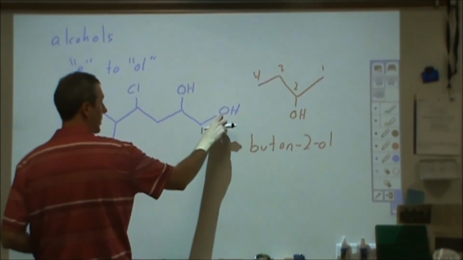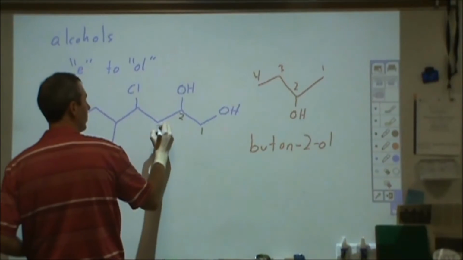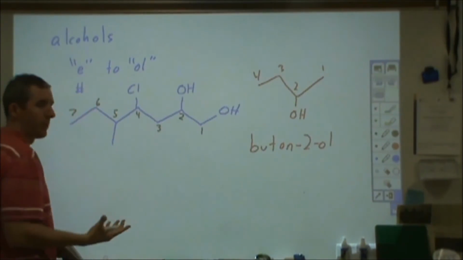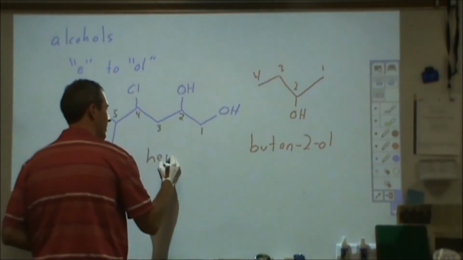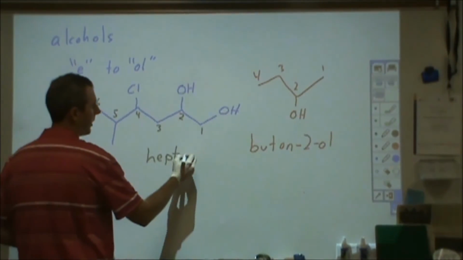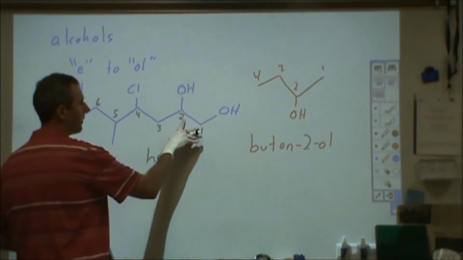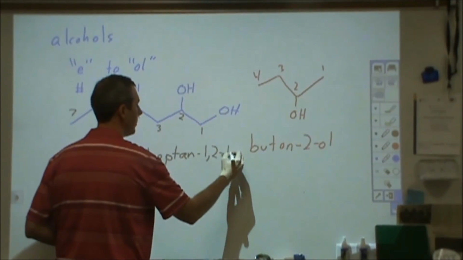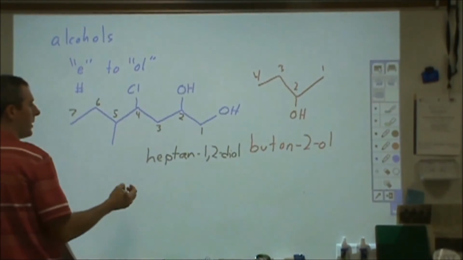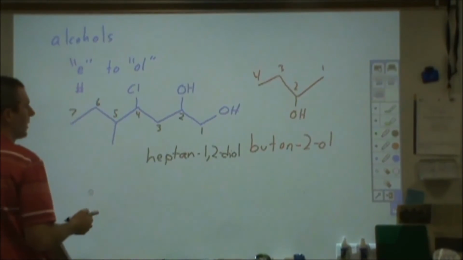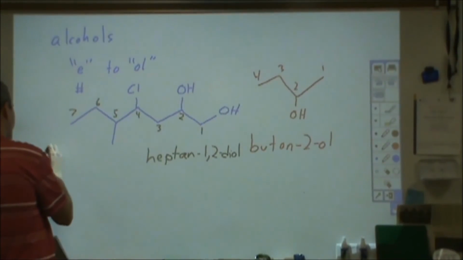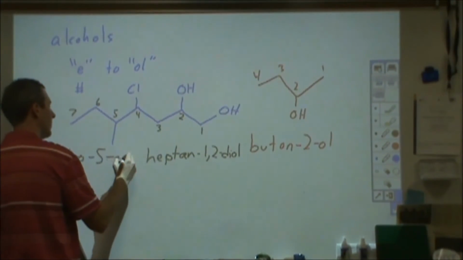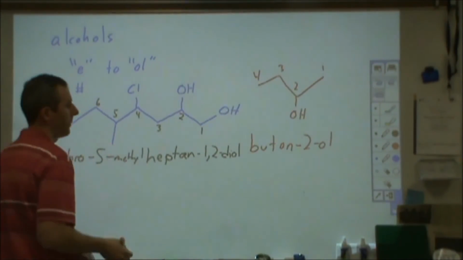Okay. Now on the other one, we're going to start numbering on this side. This is my first carbon. This attaches just to the oxygen here. 2, 3, 4, 5, 6, 7. So I'm looking at 7 carbons, so I'm looking at the prefix hept. I have no double or triple bonds, and I have 2 of these. So I'm going to go 1,2-diol. And then I have a chloro group and a methyl group. Chloro comes first alphabetically, so I'm going to put 4-chloro, 5-methyl, heptane-1,2-diol.